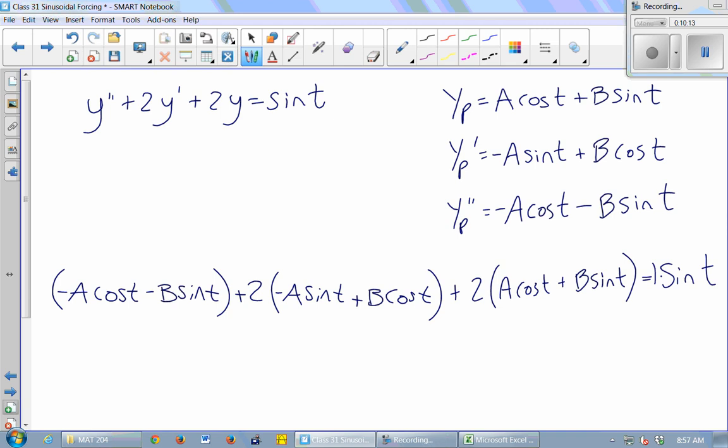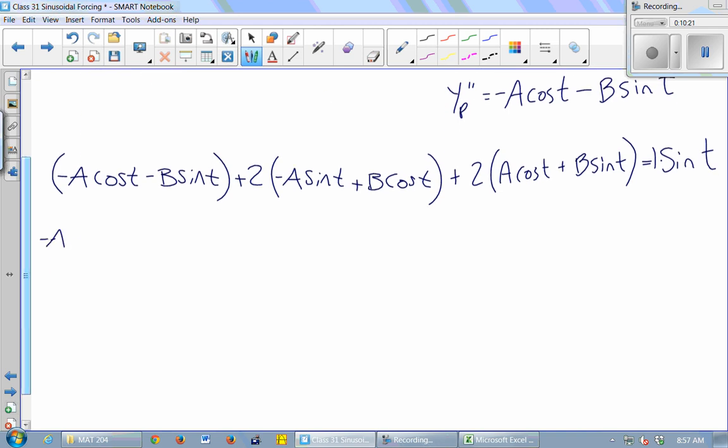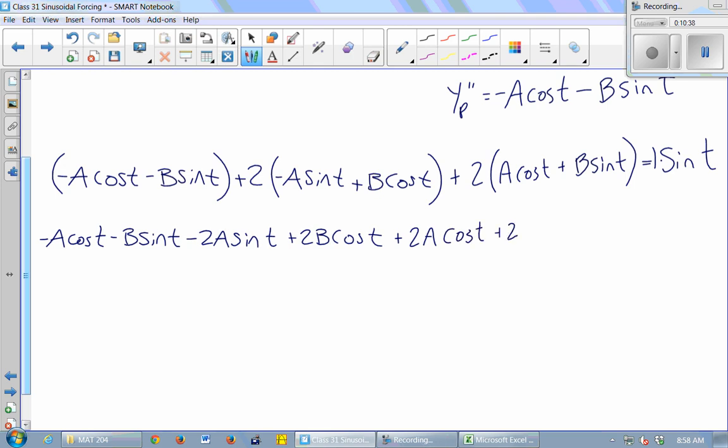So I'm going to distribute my 2's, and then I'm going to gather all my cosines, gather all my sines. All right, so I've got negative a cosine t minus b sine t minus 2a sine t plus 2b cosine t plus 2a cosine t plus 2b sine t. And I need that to all equal 0 cosine t plus 1 sine t. Does that make sense? I just added a 0 cosine t to the right.